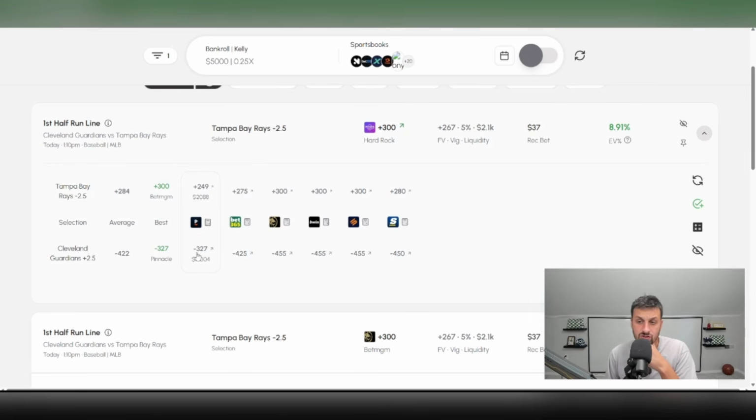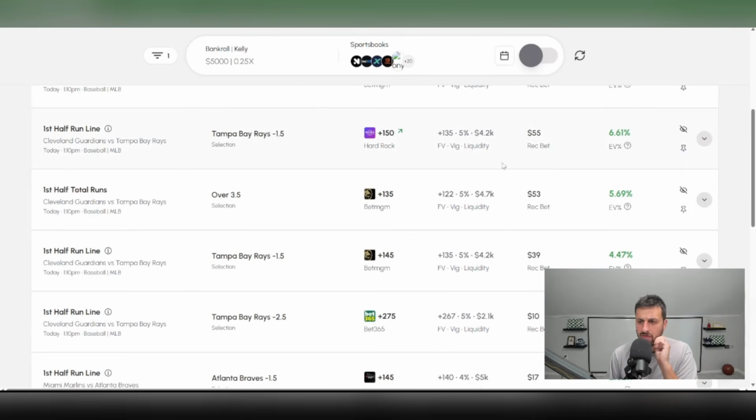So maybe there's a chance that you look at this and you say, possibly Pinnacle is not as sharp on this first half line. Everybody else matches the plus EV bet. Maybe we just pass on that one.